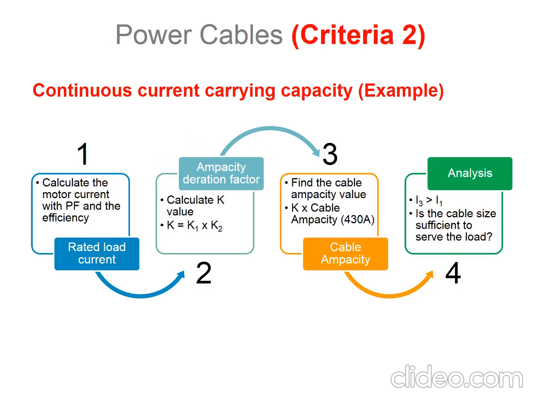For the third stage, we have to find the cable ampacity value from the K value. K times the cable ampacity, and then we know the cable ampacity. After we know the cable ampacity, we can do the analysis. The final step is the analysis.